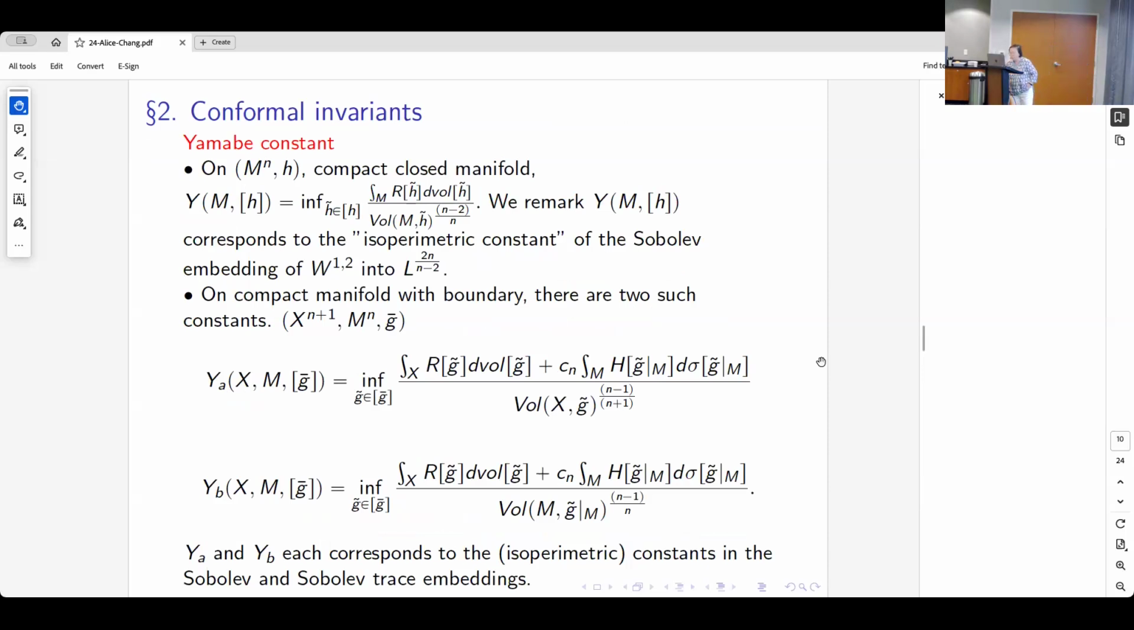For this problem, we now have this conformal problem. So we want to study conformal filling in. So we want to control constants which are conformally invariant. A well-known constant is the Yamabe constant on the boundary. Analytically, this means you control the Sobolev embedding constant from W^{1,2} to L^{2n/(n-2)}. And then for manifolds with boundary, it turns out there are two such invariants. One is the normalized volume and scalar plus mean value. The other is where you normalize the boundary volume. So there are two constants, called Y_A and Y_B.